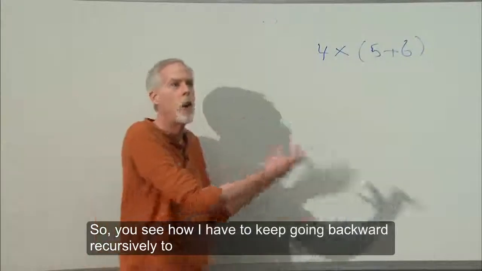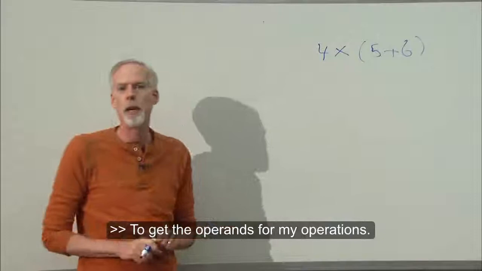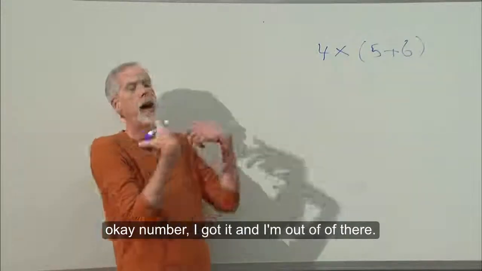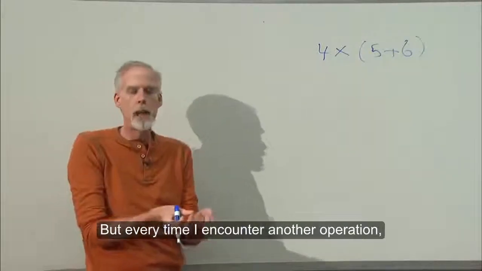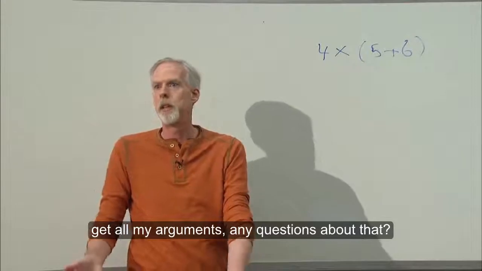So you see how I have to keep going back recursively to my evaluate to get the operands for my operations. Once I get to an operand, I can stop. As a number, I got it, and I'm out of there. But every time I encounter another operation, I have to keep going recursively to get all my arguments. Any questions about that?